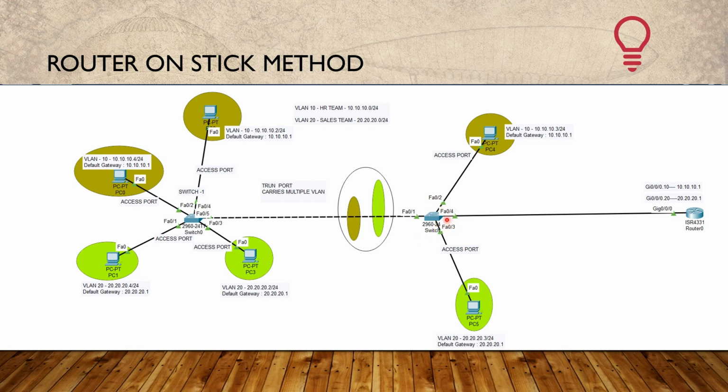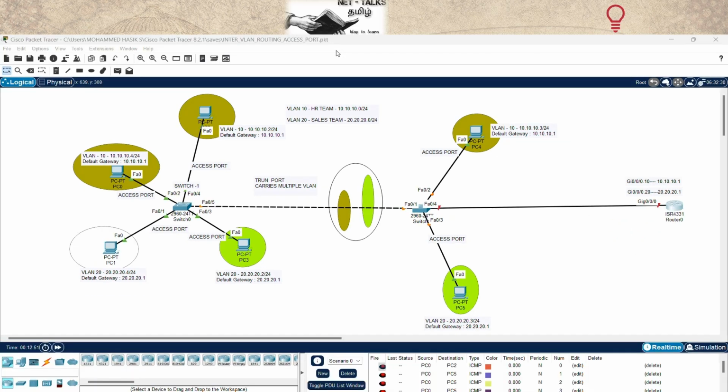Why? Because we need to pass two VLANs' information over this link. Earlier we allowed one dedicated port for one VLAN, so we used an access port. Now in the same trunk port we are allowing multiple VLAN information. For that purpose we are going to use router on a stick. Here we are going to create multiple sub interfaces. Let's see in the lab.